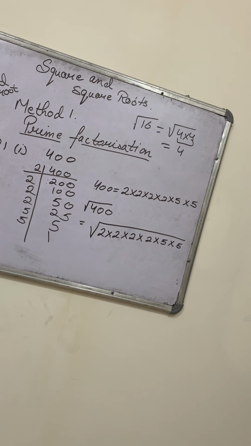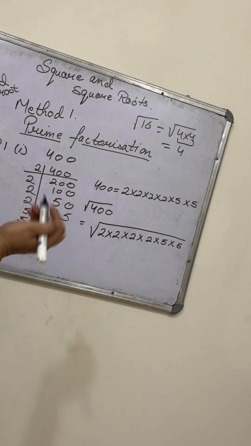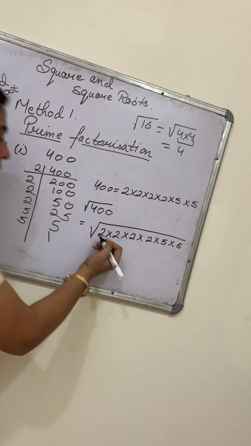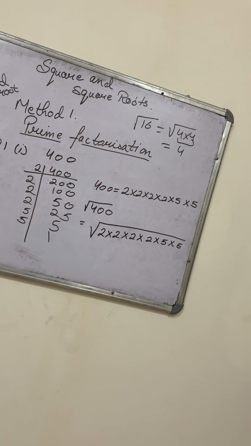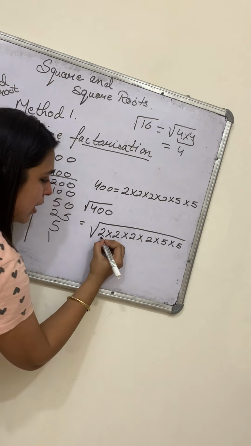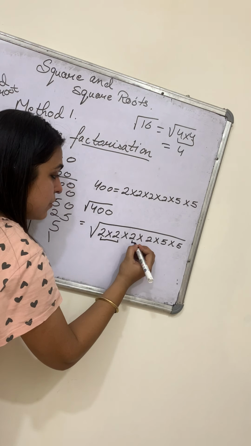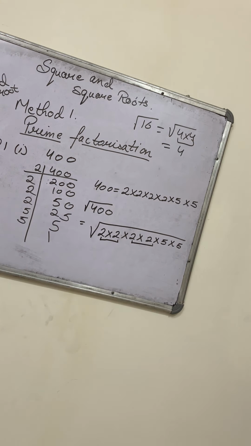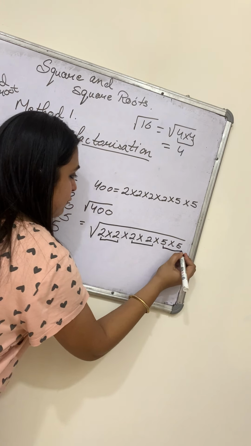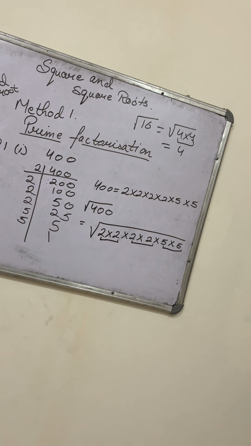That means we were kind of doing the pairing, right? Pairing हो रही थी numbers की. So here also we are going to do the same thing. We are going to pair the numbers. How? This 2 and 2 will form one pair. This 2 and 2 will form second pair. This 5 and 5 will form third pair. Okay, we are going to do the pairing of numbers. This is called pairing the numbers.